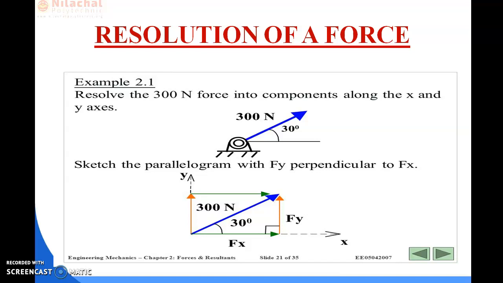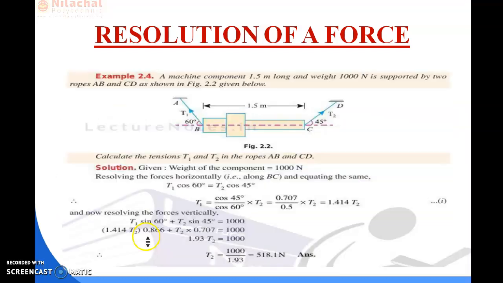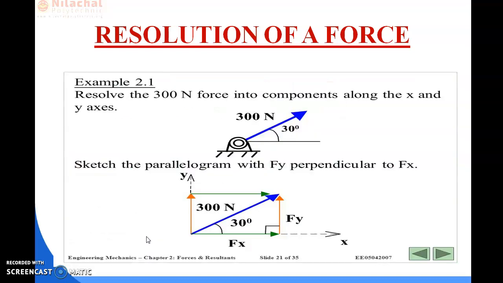So see here, the question is: resolve the 300 Newton force into components along the x-axis and y-axis. See here the picture, this force. Here the horizontal axis makes the angle theta. This theta angle is given here as 30 degrees and the force F is 300 Newton. So we just sketch the angles, forces and components.